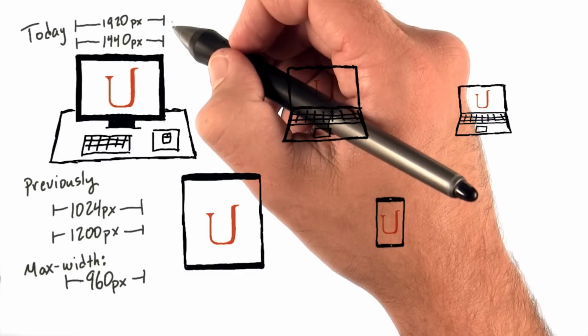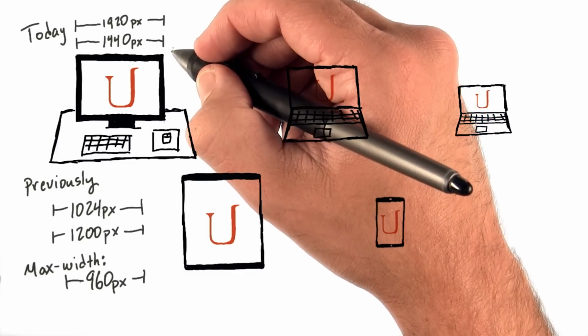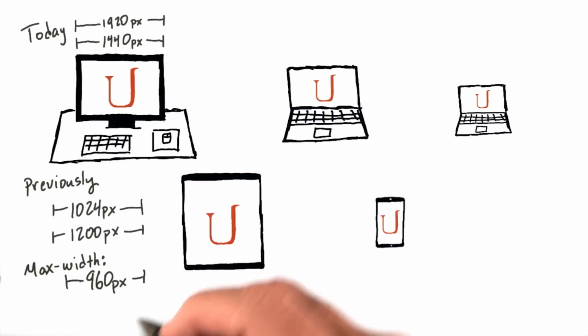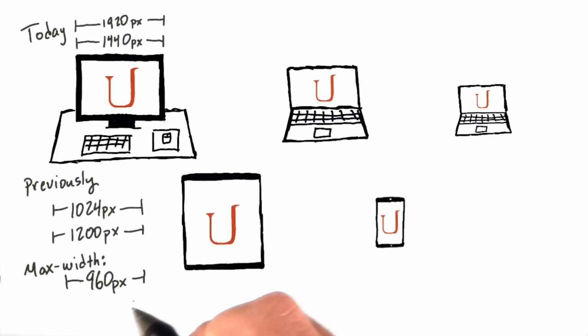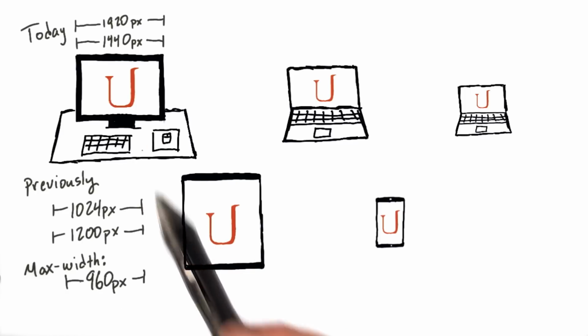On larger screens of 1920 pixels or 1440 pixels, you can simply center the 960 pixel wide content to make sure it still looks good. This max width CSS style allows us to ensure that our content won't be any bigger than 960 pixels, or whatever value we choose, regardless of the size screen that we're using.